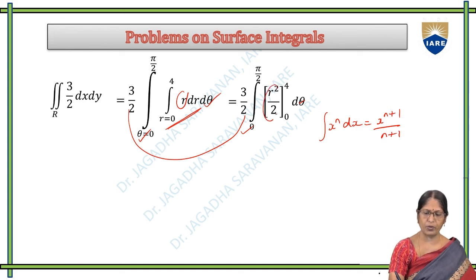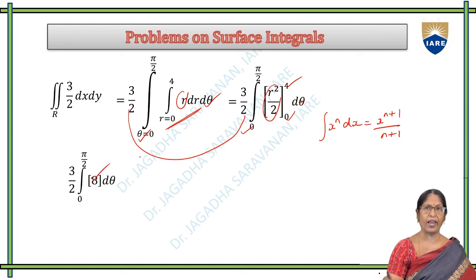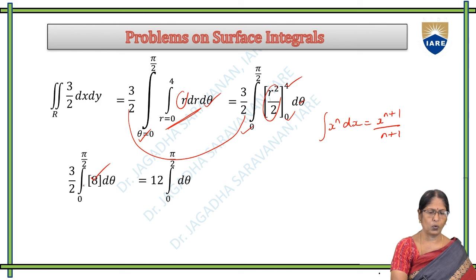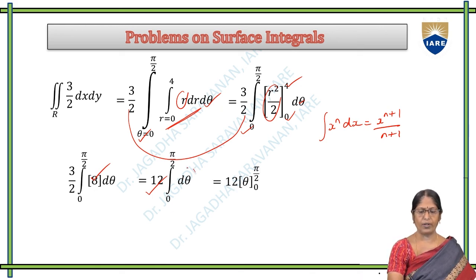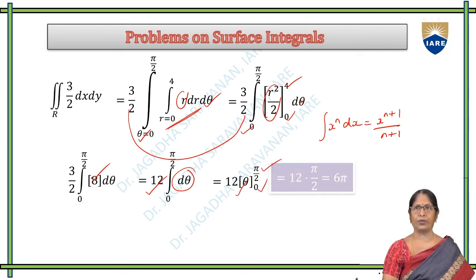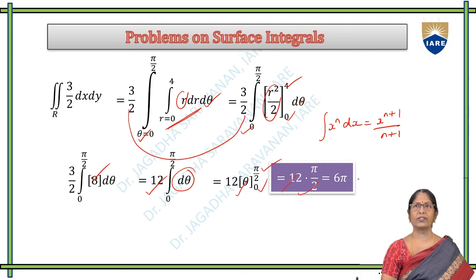So r squared by 2 from 0 to 4. Substituting the upper limit, 16 by 2 becomes 8. So we take the 4 outside, and the 12 we obtained, with 0 to pi by 2 d theta. So the integral of 12 d theta is 12 theta from 0 to pi by 2. So 12 into pi by 2. Cancelling, we get 6 pi.